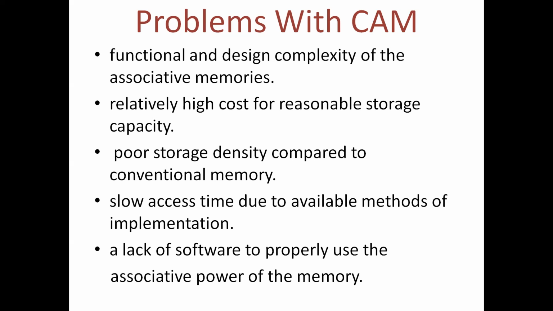The first point is about the complexity of associative memories. The second point discusses the high cost compared to the RAM. The third one is poor storage density compared to conventional memory. The fourth one says that if the methods are implemented, the access time will be slowed down. And the last one is a lack of software to properly use the associative power of the memory.